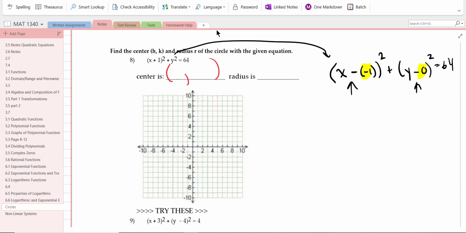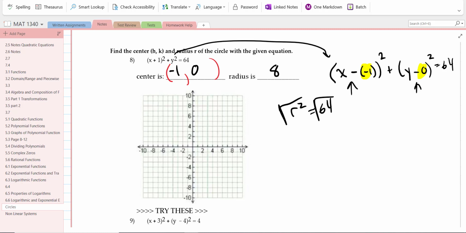And if you write it that way, that's your center right there. Now, you don't have to do that. You can learn to do that pretty easily in your head. So that's -1, 0 like that. Okay. If you don't have y minus something, it's got to be 0. It's got to be y minus 0. Okay, your radius on this is 8. Take the square root of 64, so you get 8 like that.